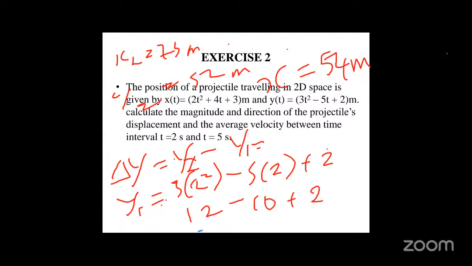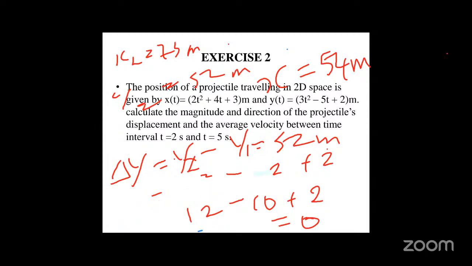So that is 0. So y1 is 0, which simply means that the initial position of y is at the origin. So the change in y will be 52 minus 0, that is 52 meters.